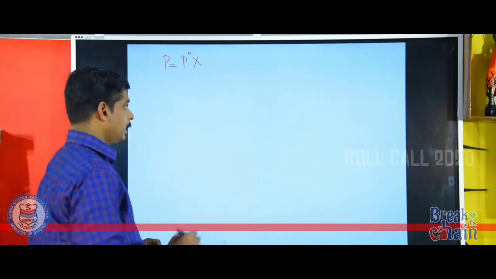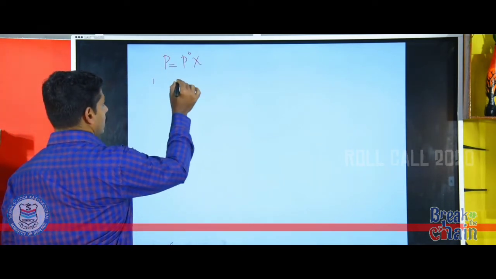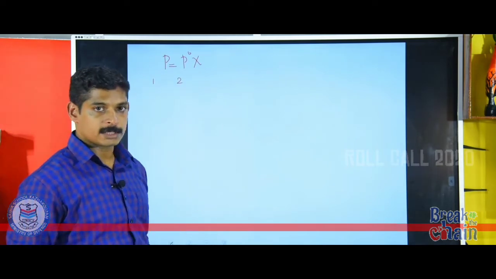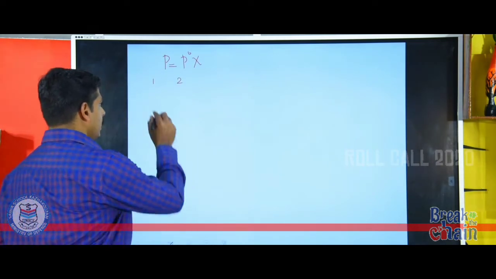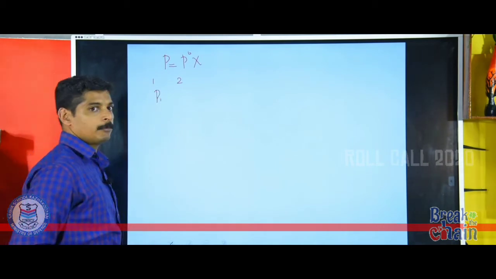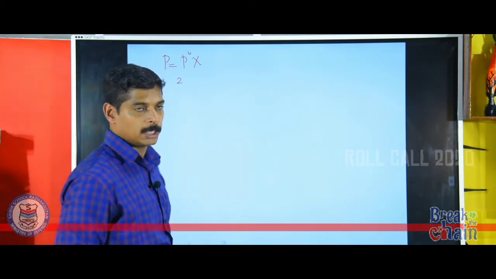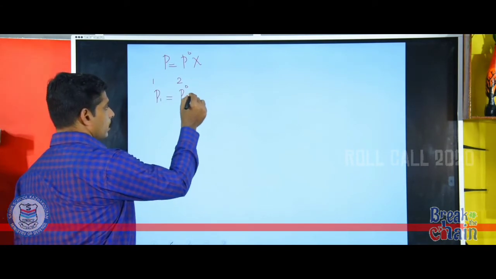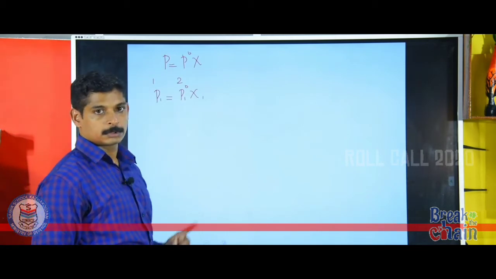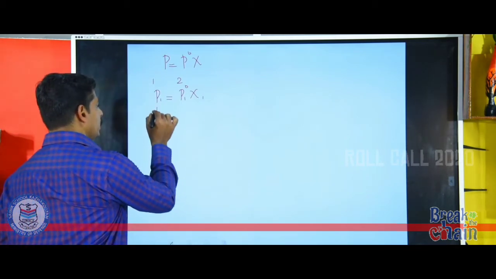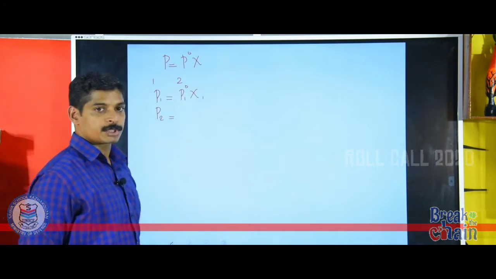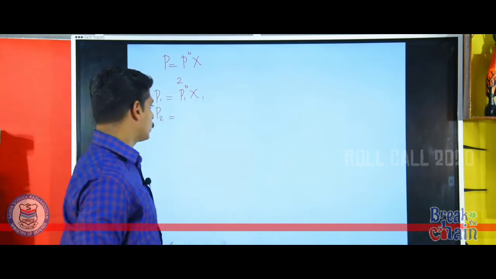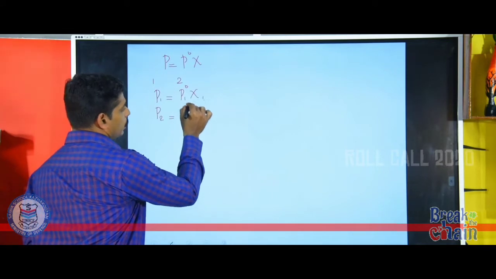Now, imagine you have a binary solution. We already discussed binary solutions, only two components. So, here I take component 1 and component 2. Now, I can write P1, the partial vapor pressure of component 1, is equal to P10 chi 1. Clear? Now, component 2, P2, the partial vapor pressure of component 2 in the solution, is equal to P20 chi 2.